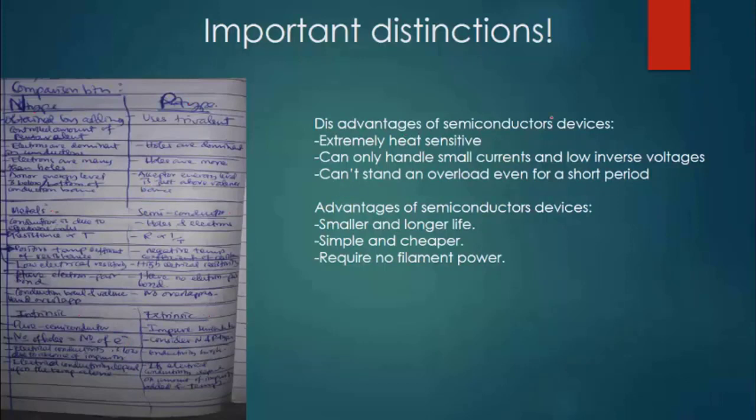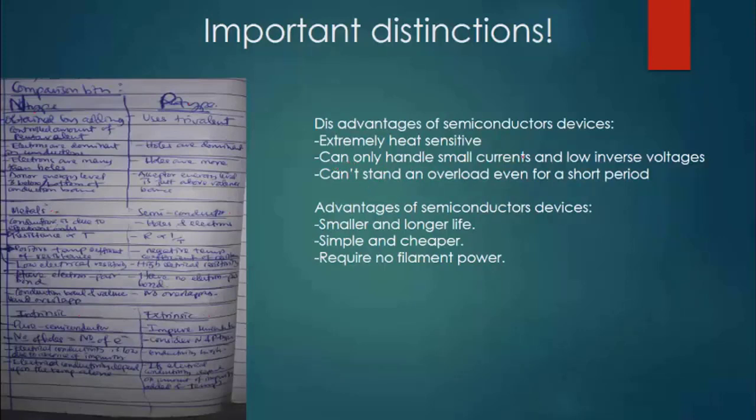Again, we have disadvantages of semiconductor devices, that they're extremely heat sensitive. They're very, very sensitive to heat. Ndio maana transistors amplifier yanakuwa na ungua mara nyingi, because they are sensitive to heat. Na kukitokea tatizo lolote la overheating tu, kifaa kinaharibika.